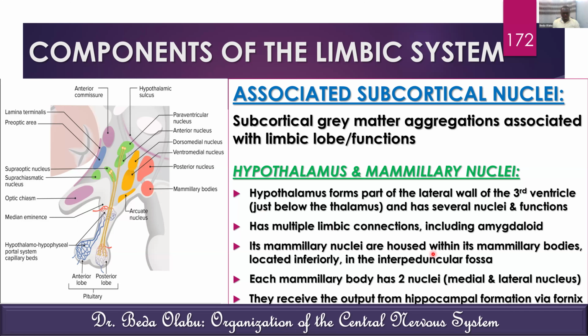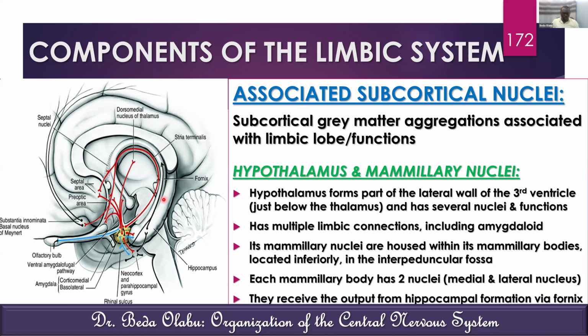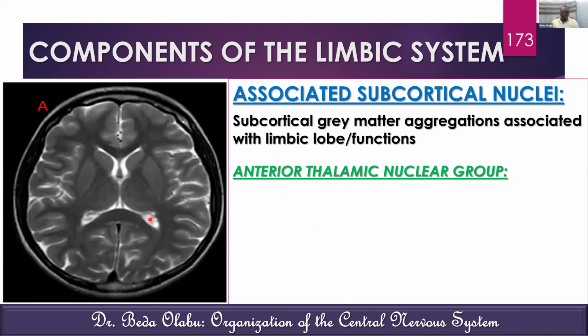Okay, I've already mentioned to you that it receives input via fornix, and this input via fornix is an output from the hippocampal formation. So this image shows you, we can follow this one. This is the mammillary body of hypothalamus. This is fornix, and we can trace that one all the way to the hippocampal formation. All right, I hope you've seen that. The other nucleus to talk about is the anterior group of thalamic nuclei.